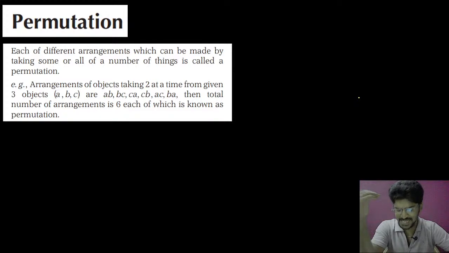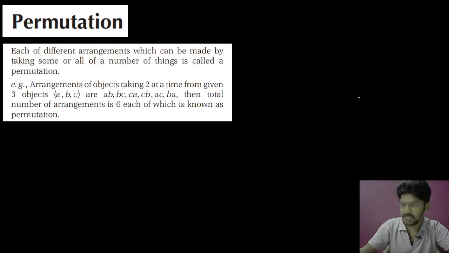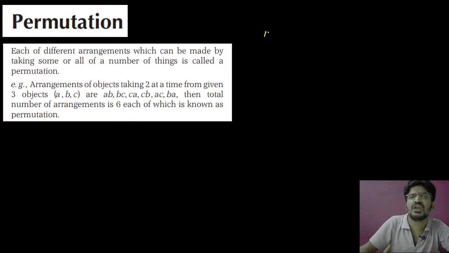Permutation means it is an arrangement. So there will be n different types of objects. Out of them, I have to select r, so I have to arrange those r objects. That is called permutation. Permutation is nothing but arrangements.